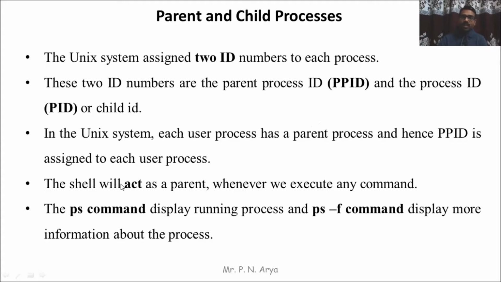Next is parent and child process. The Unix system assigns two ID numbers to each process. Don't confuse the two IDs, because every process will have them. These two ID numbers are the parent process ID, that is the PPID, and the process ID, that is the PID or child ID. So all processes contain a parent ID as well as a child ID.